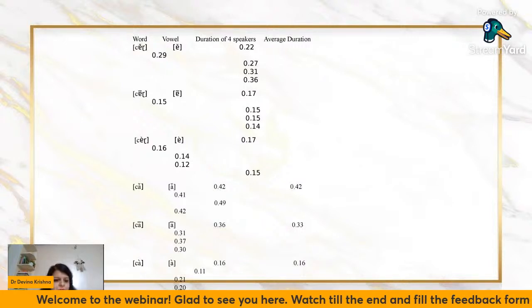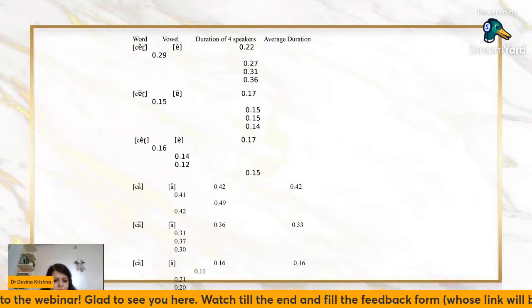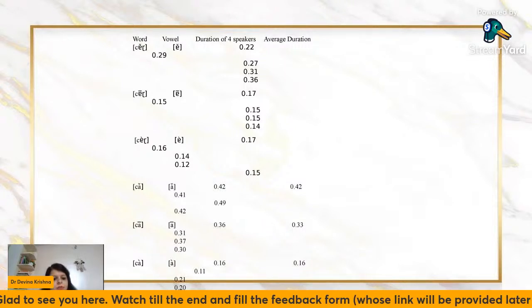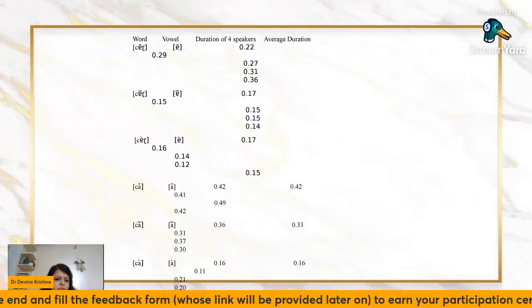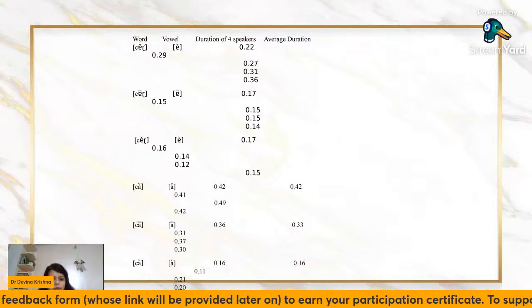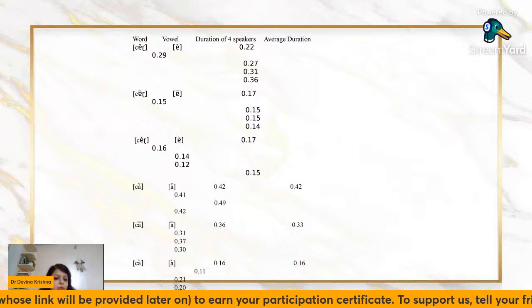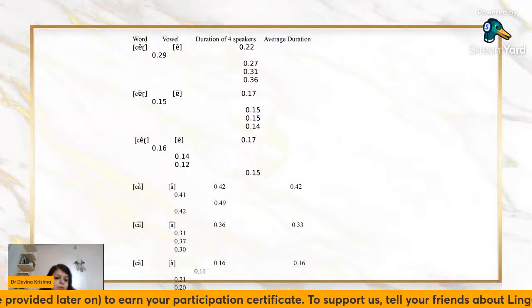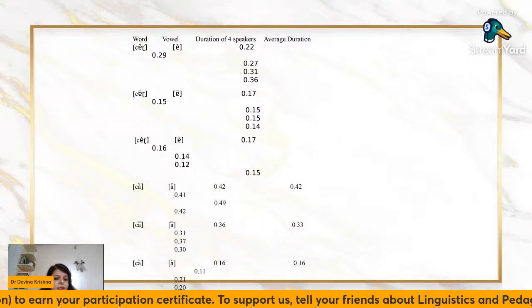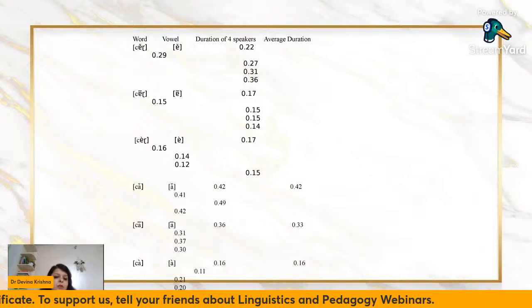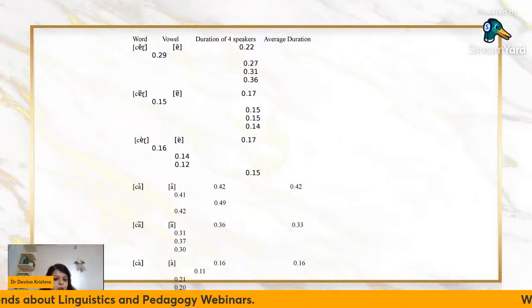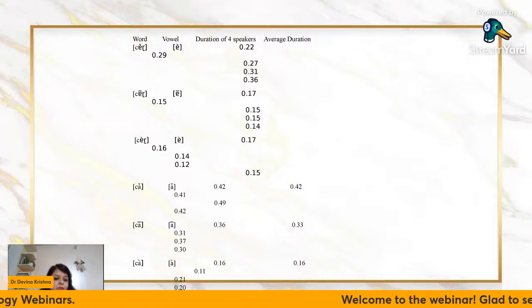For example, we have 42 seconds, 41 seconds, 49, 42. So the average was 0.42 seconds. This was the longest in duration. Working in the Praat software, I could find that 42 was the longest in duration. So cha, which has the falling-rising tone, was longest in duration.